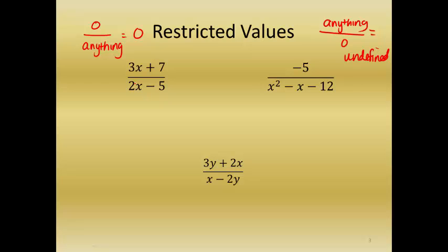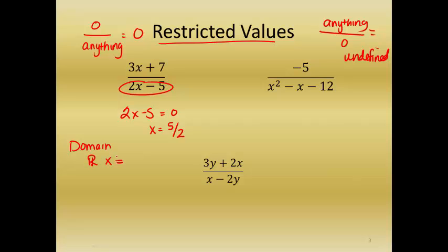Okay, so let's look in this case. I would take this 2x minus 5 and set it equal to 0. That means that x will equal 5 halves. So my restricted value is x equals 5 halves. My domain is all real numbers, but x cannot equal 5 halves. Please notice the difference. This is a restricted value, this is the domain.